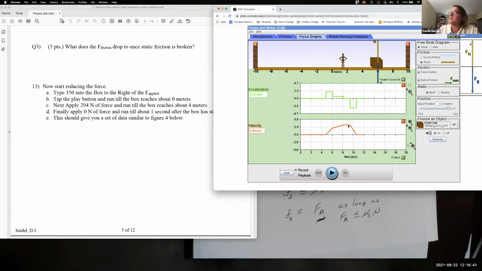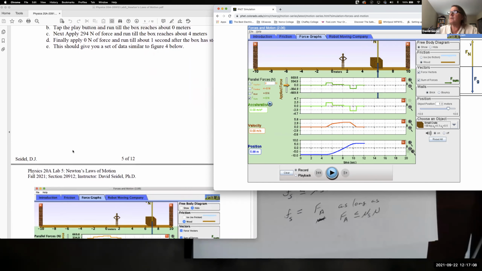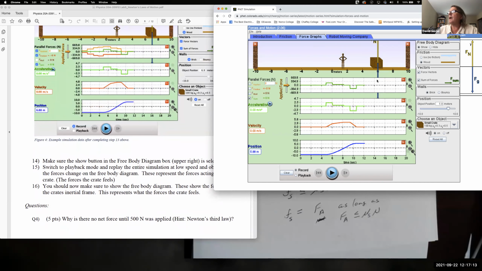My velocity stays constant. Now I go into negative acceleration. That's when my applied force went to 0 and only kinetic friction is acting. My velocity starts dropping. The magnitude of my velocity starts dropping until I hit 0. Now static friction's in play and we're at 0 velocity. The position graph isn't so important for that. And you can keep watching these on your free body diagrams.